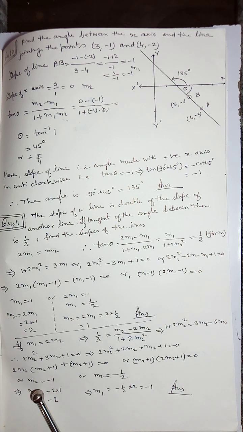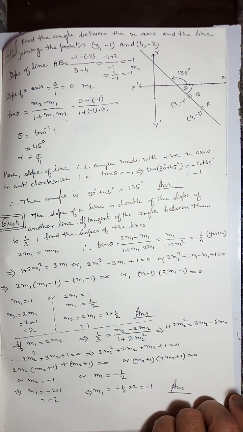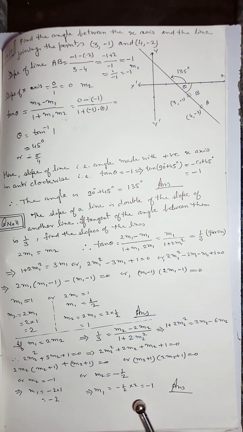So m2 is equal to minus 1. At that time m1 will be equal to minus 2 into 1, that is minus 2. This is just double. Here m2 is equal to minus 1 by 2. So m1 will be equal to minus 1 by 2 into 2, and after cancellation, you will get that m1 is equal to minus 1. Here it is minus 1 by 2 and here it is minus 1. Thus they are double of each other. We have taken that m1 is equal to twice of m2. That is why it is proved again.